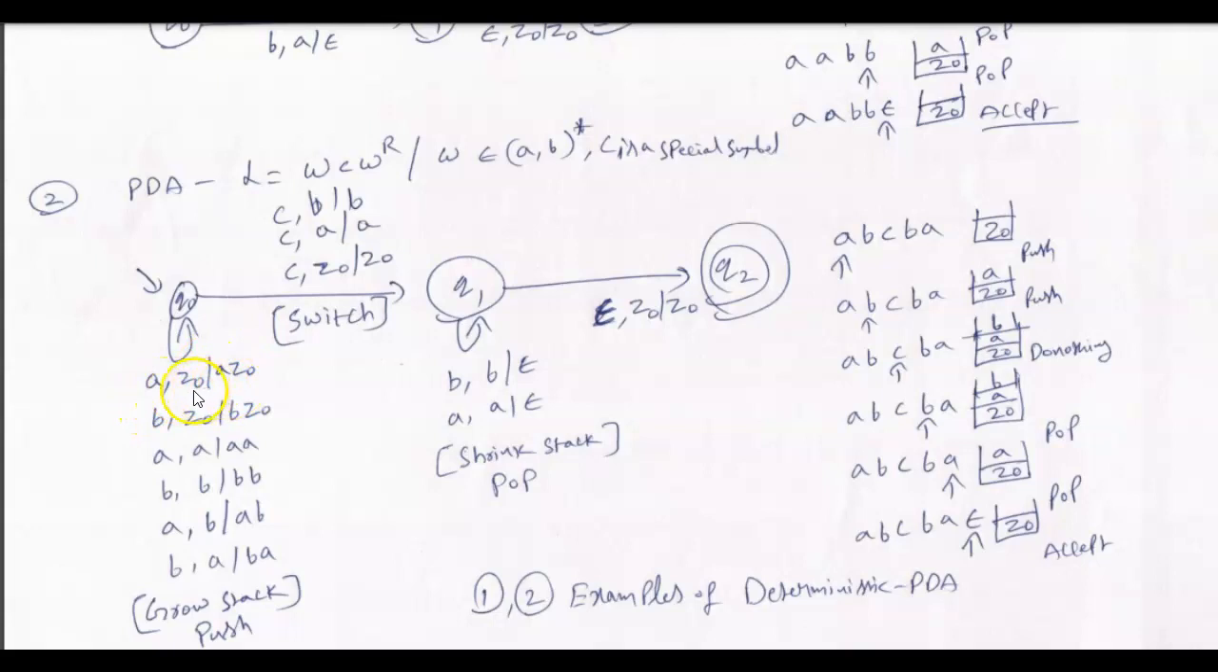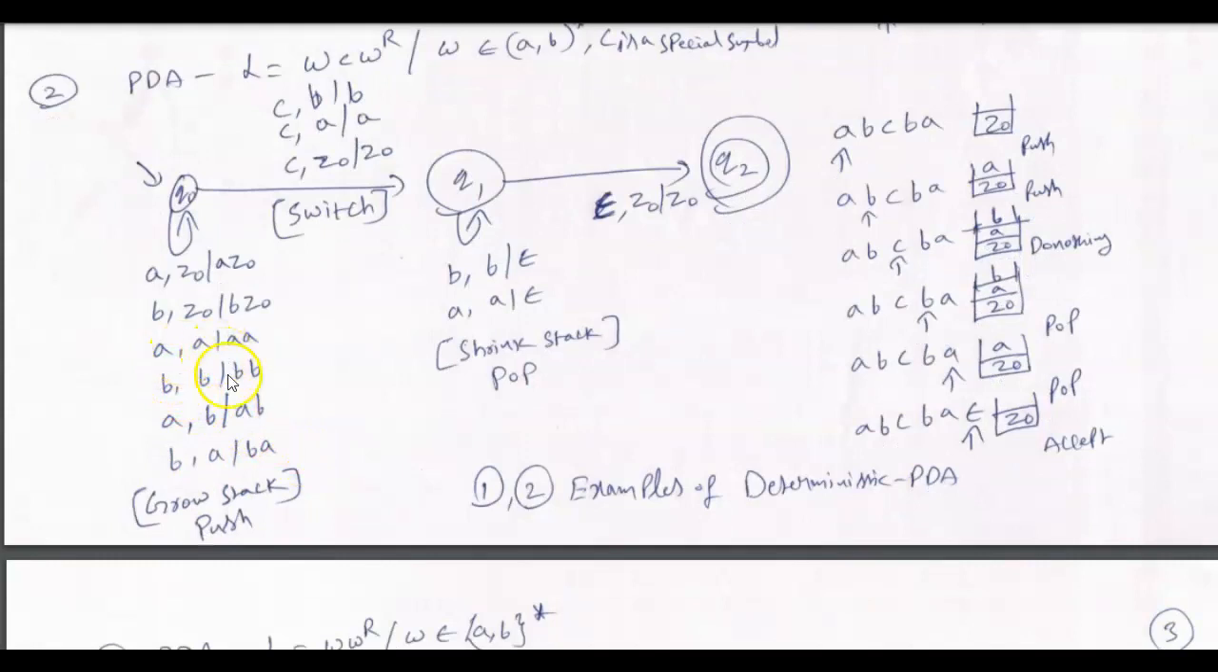For the initial symbol, there may be an A or a B, input symbol A or input symbol B. For that, a push operation. For every A and every B, we are going to push. There may be a situation where we have input symbol A and the top of the stack symbol is B, where we push A onto it. Same way for B, BA. In this way, we are going to grow the stack, only push operations.